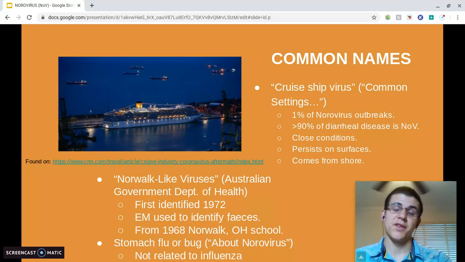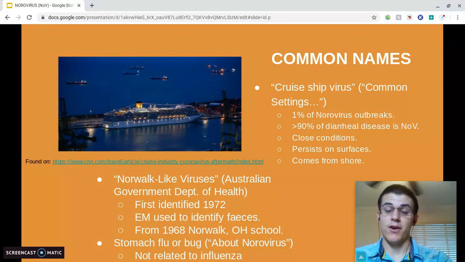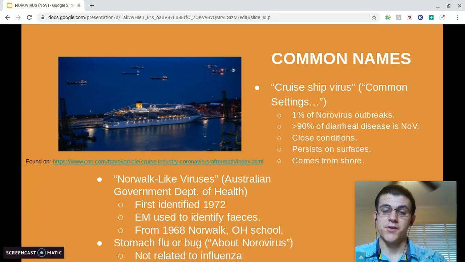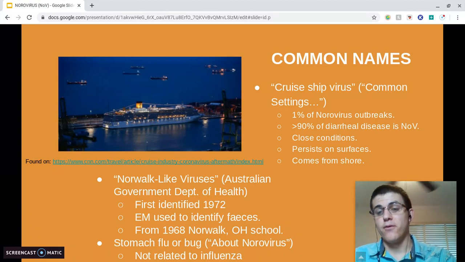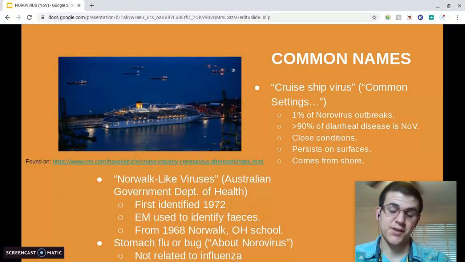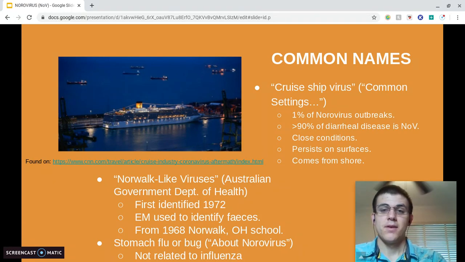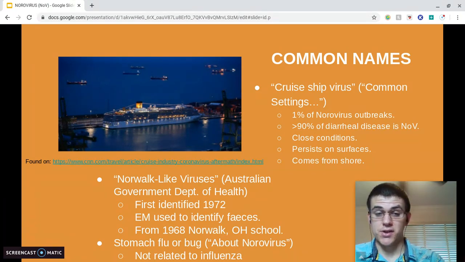So you're going to dine in about the same place. You're living very close to other people. It also spreads on surfaces, so this is very important. It's very resistant to disinfectants, so it's very easy to spread on surfaces. The source can come from outside the ship, so people bringing in contaminated food and water, people who already have the illness, people on the ship might have the illness, or it might just be in the environment. So its survivability on surfaces is definitely something that makes it contagious.